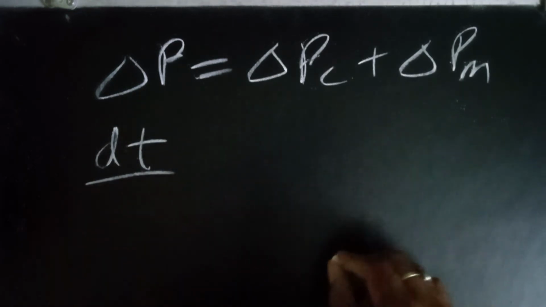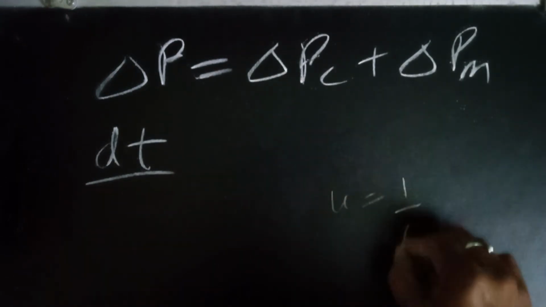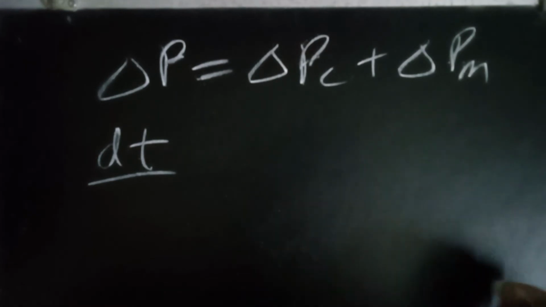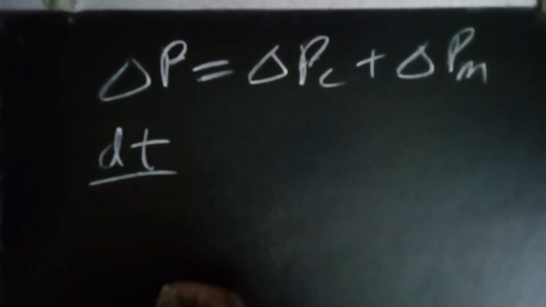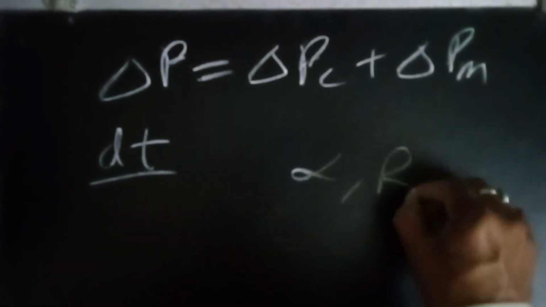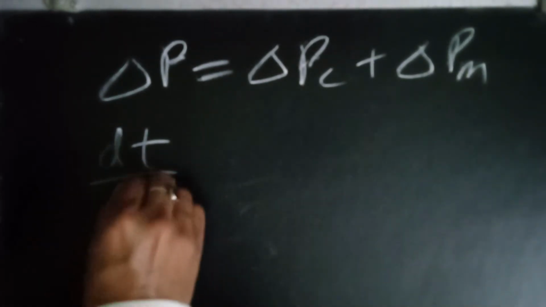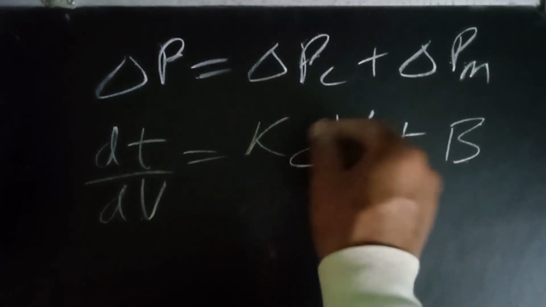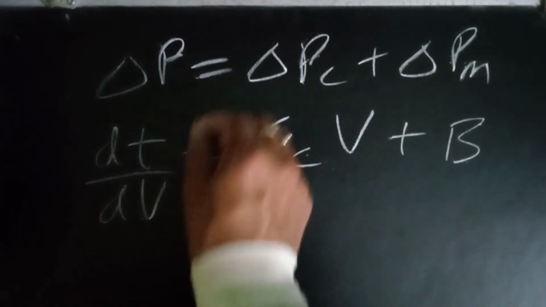And if we find it in terms of alpha and mu, we can find dt, putting the value of u as 1 upon A dV upon dt. Okay, so I'm writing the final thing, but this is how, if you do forget, you can find it out in very simple time. You just need to know the alpha and rm expressions. So after this, dt upon dV is Kc V plus B.